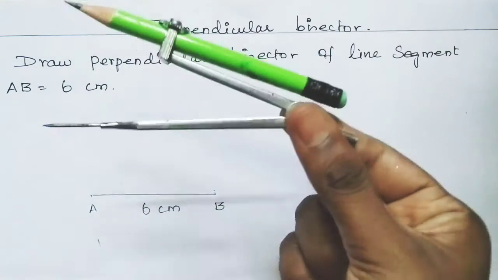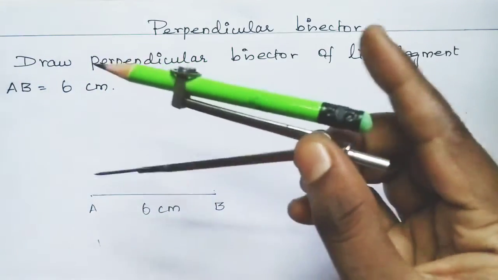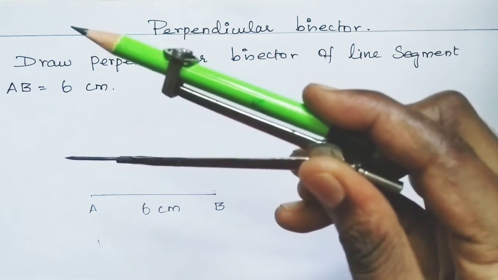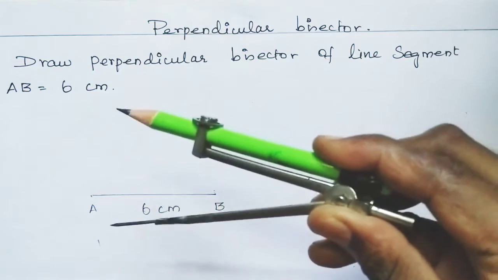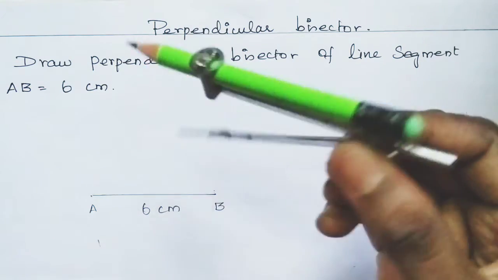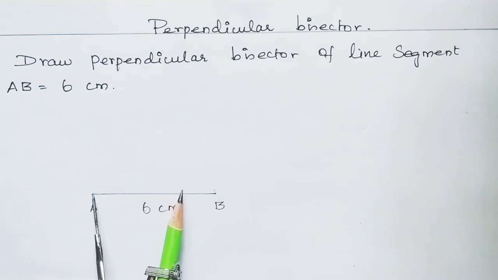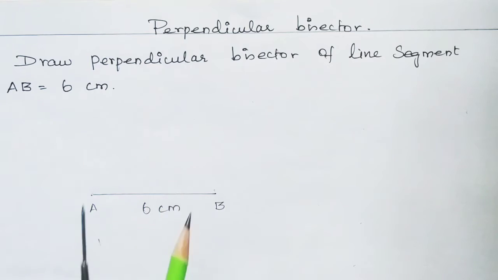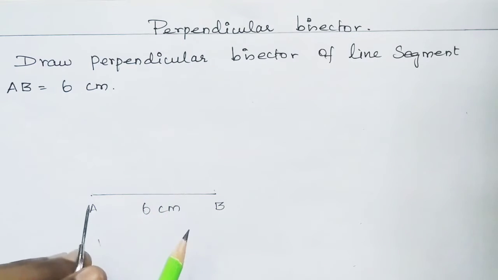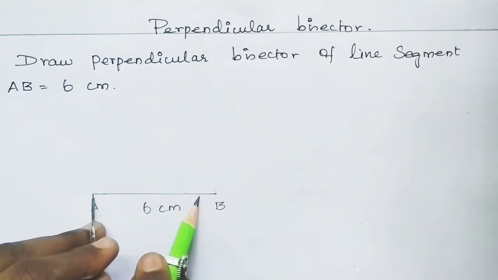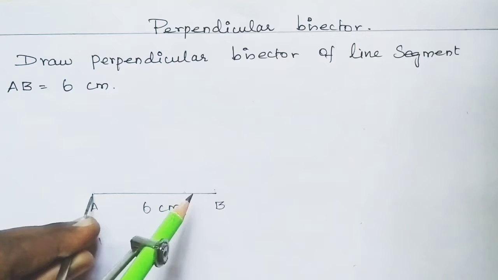Hold your compass like this, children, not like this. If you hold it like this, you may be able to press the pencil. Okay, so use it like this. Take the radius more than half of AB. Most of the students have a doubt: what is the measurement for the arc we are going to take? You can take more than half like this or like this. More than half of 6 centimeter.